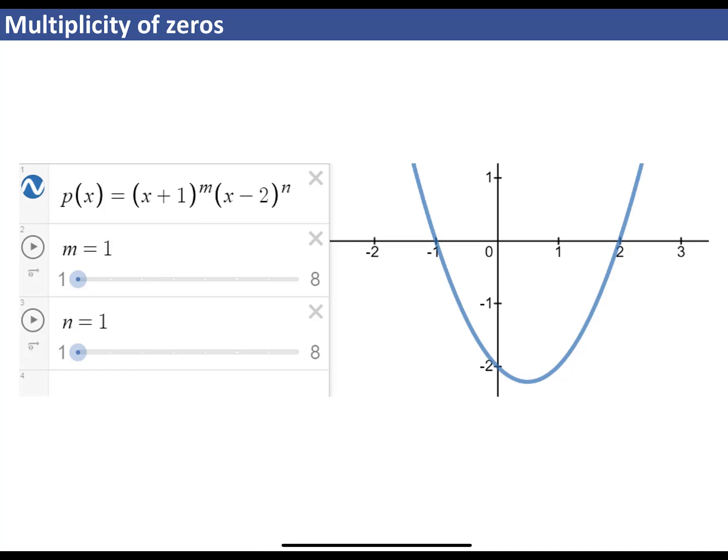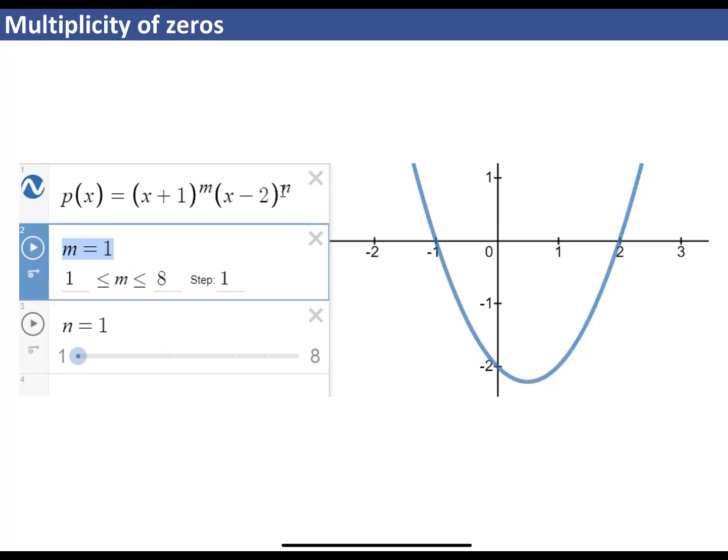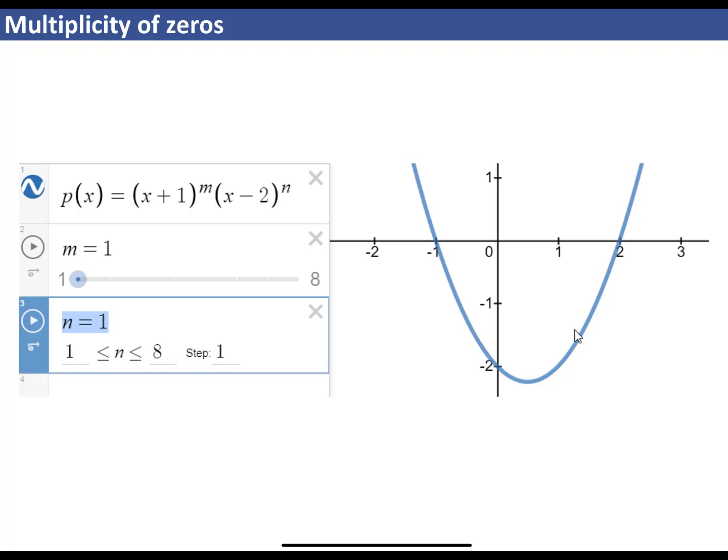The final observation we want to make is between the multiplicity of the real zeros and the shape of the graph at the corresponding zeros. We will let p of x equal (x plus 1) raised to the m times (x minus 2) raised to the n. So m is the multiplicity for x plus 1, and n is the multiplicity for x minus 2. There's a real zero at x equals negative 1 and at x equals 2, and currently the multiplicity of both of those zeros is 1, because you'll notice m is equal to 1, and then n is also currently set equal to 1.